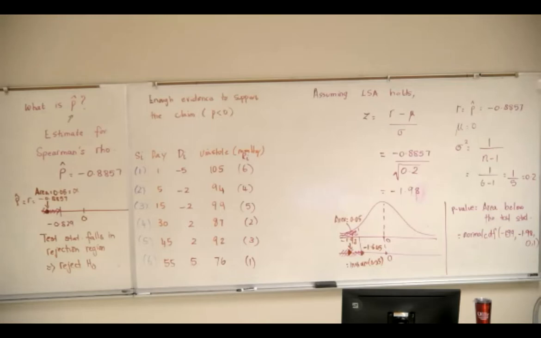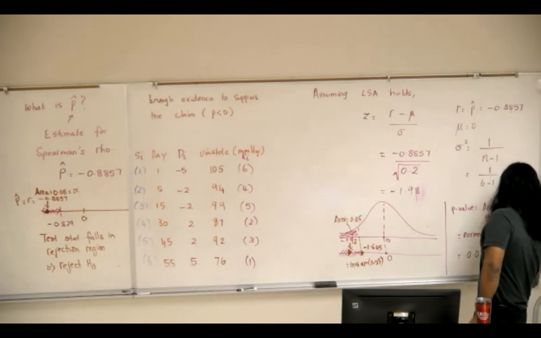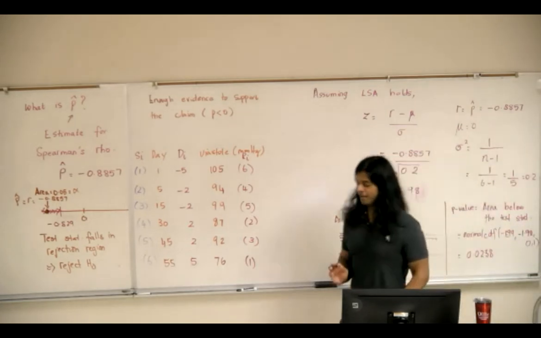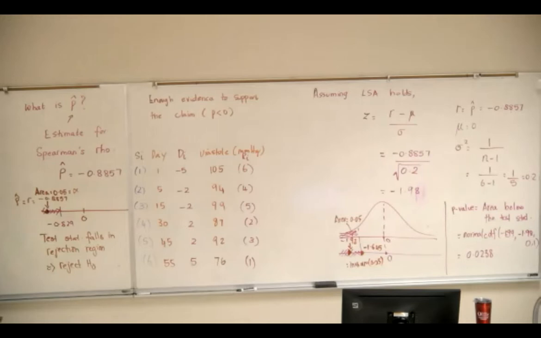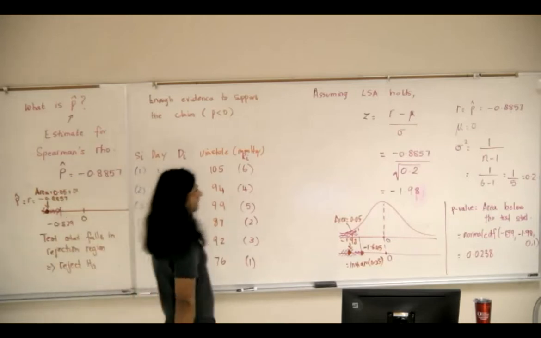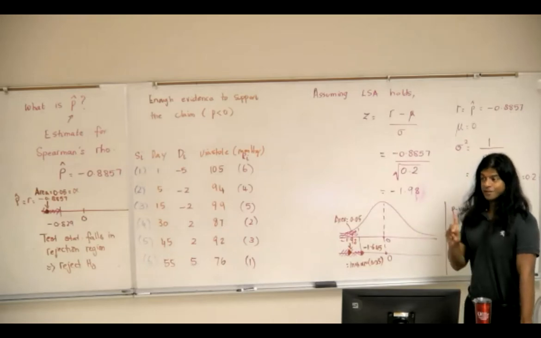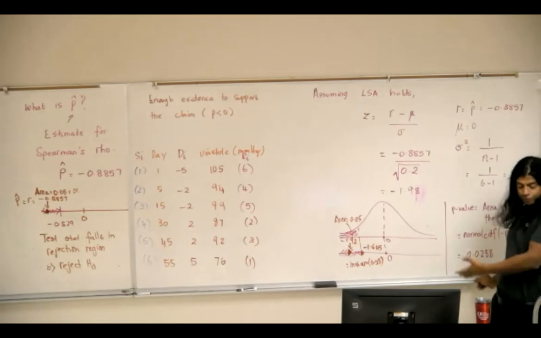I got 0.0238. Come again? 0.0238. So initially when I started, I said the probability of a type 1 error, in other words, a false positive, I wanted it to be 5% or less. It is less than 5%, I get 0.0238. Had I set alpha as 0.025, very close, I would still make the conclusion of rejecting the null. Good.